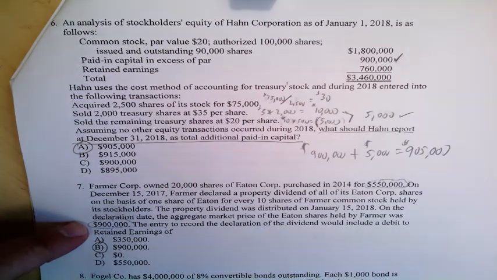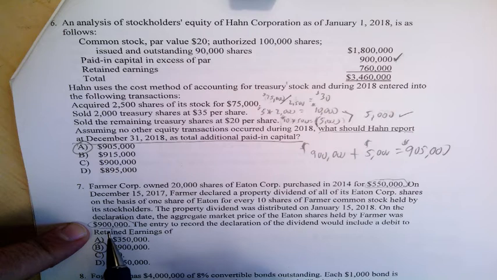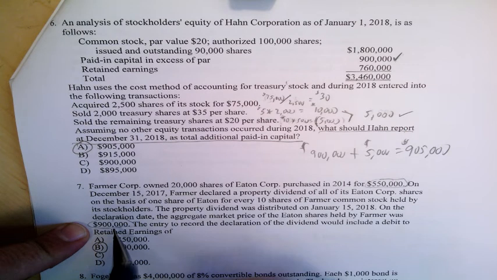On the declaration date, the aggregate market price of the Eaton stock was $900,000. All right, so how do we do this? Well, step number 1 is we're going to write this up to its market value of $900,000. And then that $900,000, all the Eaton stock is going to give out. So that is the value of the stock that we're going to distribute. And so the debit to retained earnings is going to be $900,000. So I didn't have to make any calculations. I just had to understand that that stock is given out at its market, and the debit to retained earnings is at the market value.